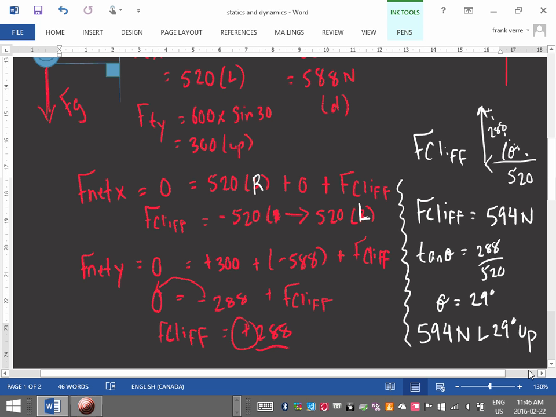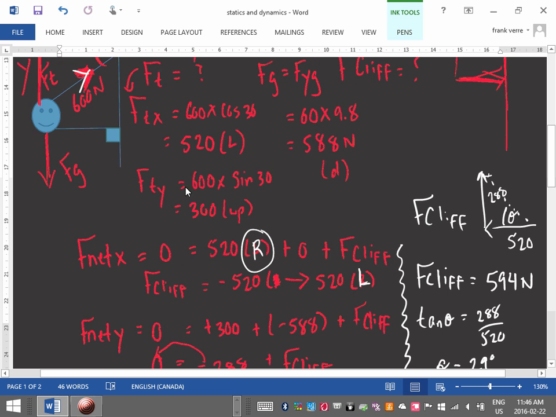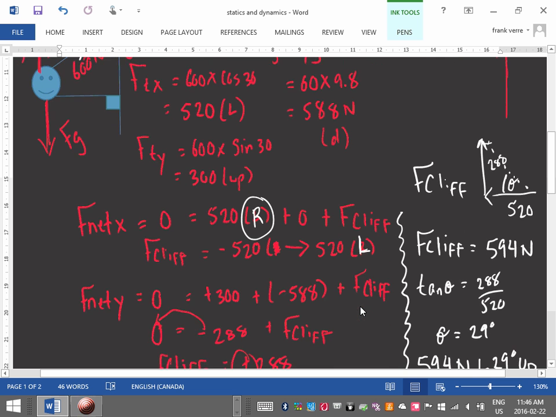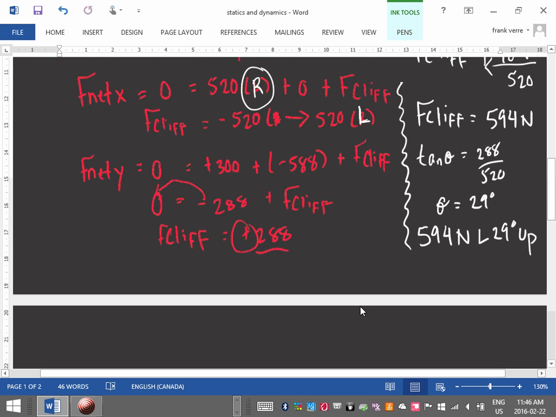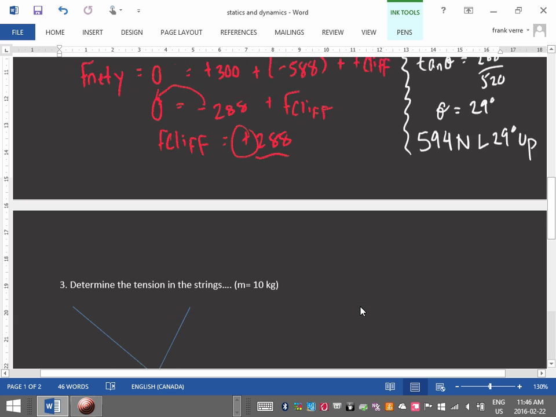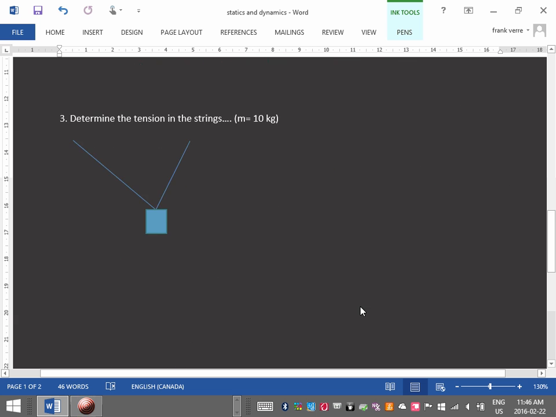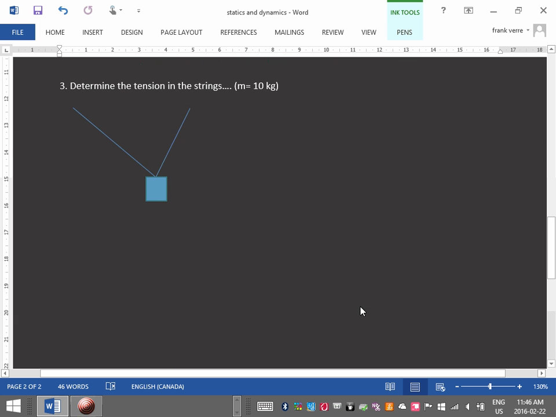Sorry about that. So are we clear what will happen here? I pointed, I made it go the wrong way. So tension's going right, according to this diagram, and I put left here by accident. So the cliff is going left, okay? Alright, last question. Alright, something hanging from the wall.